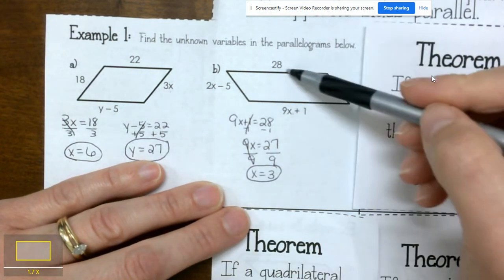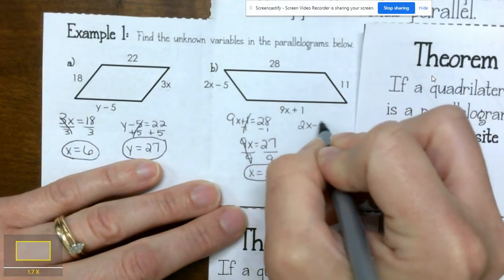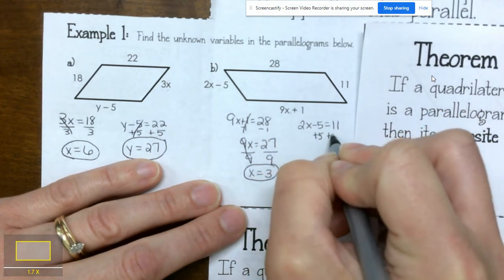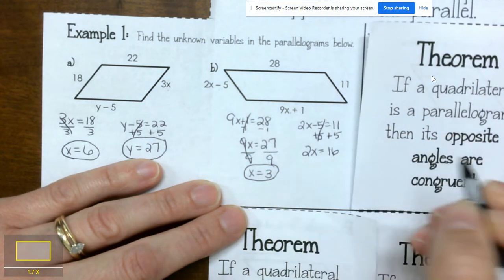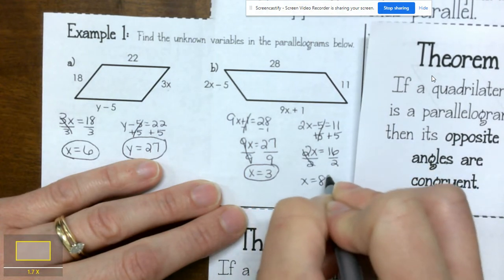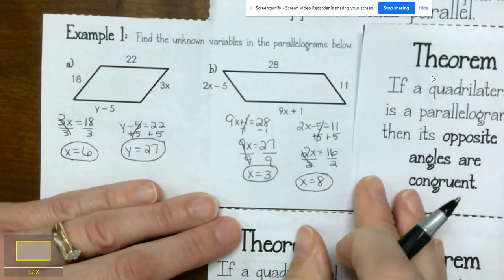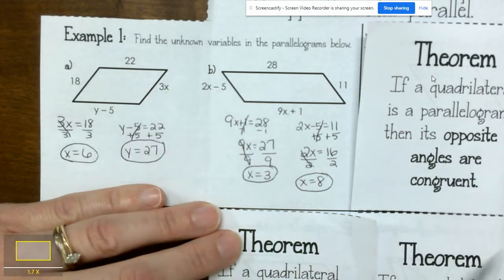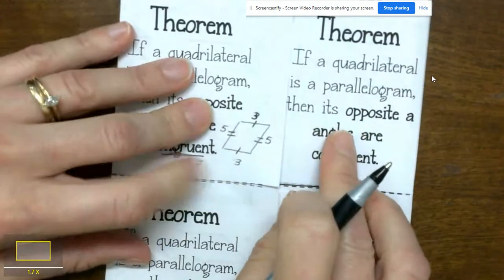Okay, that was these two sides. Now we're going to set these two sides equal to each other. So 2x minus 5 has to equal 11. Add 5 to both sides. That gives us 2x equals 16. Divide by 2, and we get that x equals 8. So that's our other x there. Okay, so if you have a parallelogram, then the opposite sides are going to be congruent. Okay? All right, now let's switch to this theorem.